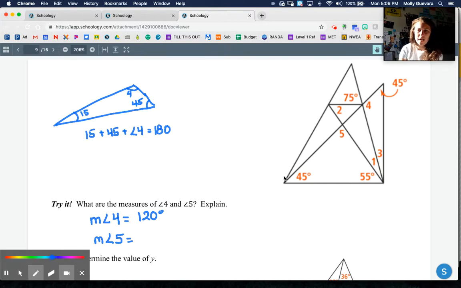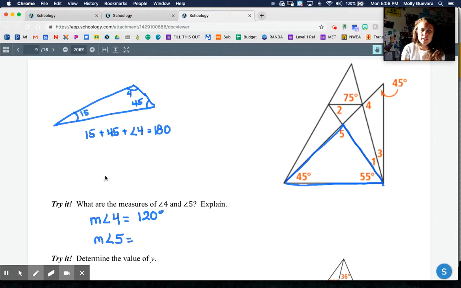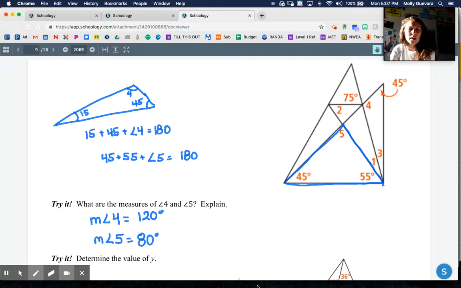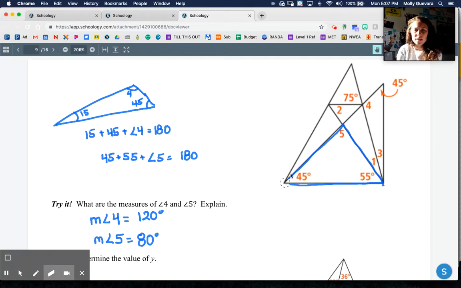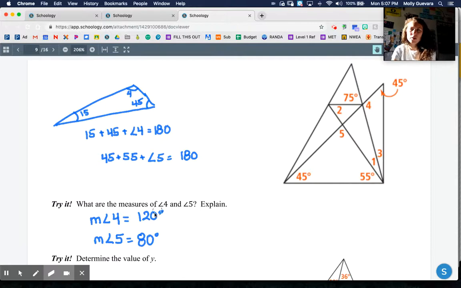So hopefully that feels good for you guys. And then for angle 5, the one that I automatically see is this triangle. So this tells me that 45 plus 55 plus angle 5 equals 180. And if I combine that and I subtract and everything, I should get that the measure of angle 5 is 80 degrees. Now, is that the only way to solve? No. Okay, if you saw it differently, awesome. But those are the answers that we're looking for here, okay?